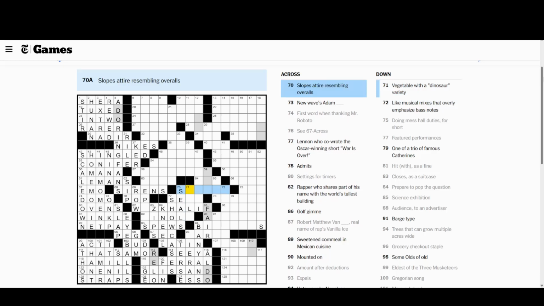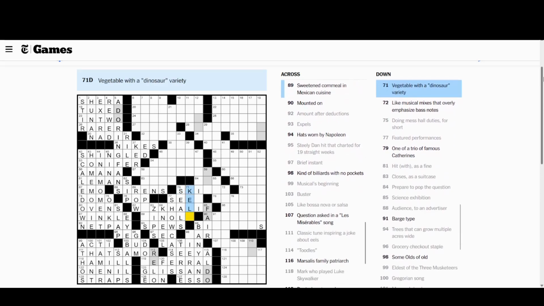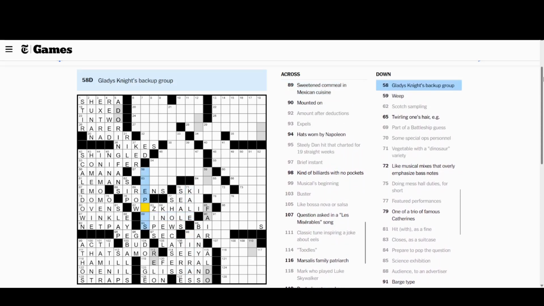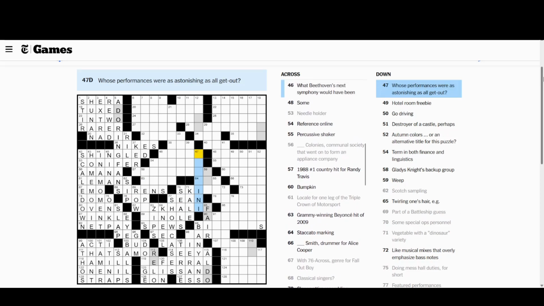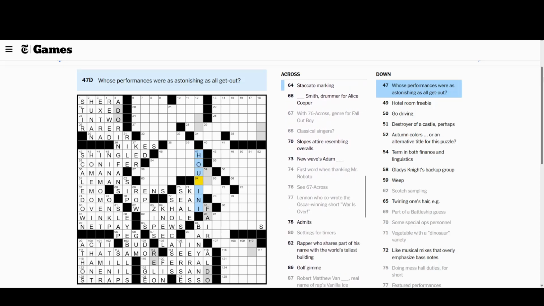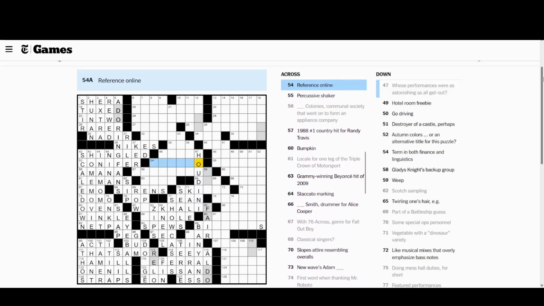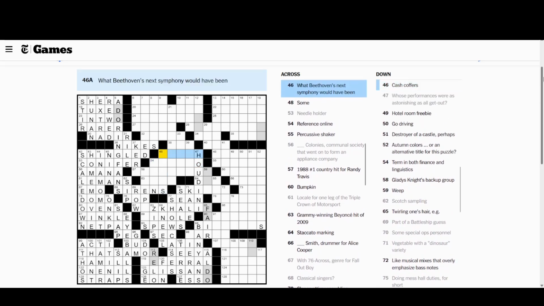Slopes attire representing overall. It's gonna be ski something. Kale. All right. Dinosaur kale? I guess I just never heard of it. Oh, not keel. Kale. And then Sean Lennon is gonna be that guy. All right. Oh, whose performances were as astonishing as all get out? That's obviously Houdini, because he was an escape artist. He was literally getting out. I have no idea who Randy Travis is, so you know what? Reference online, no idea.